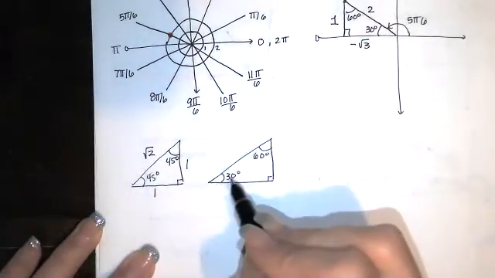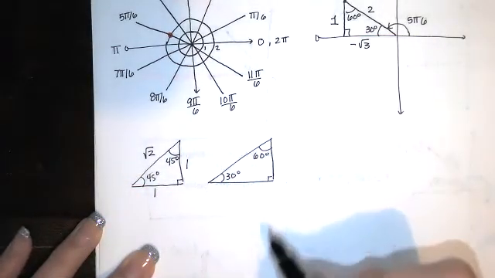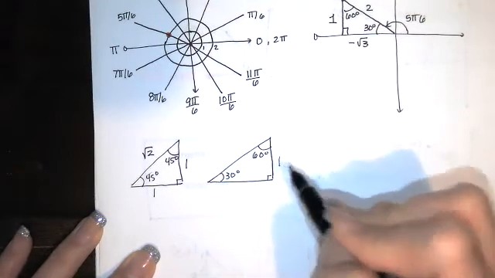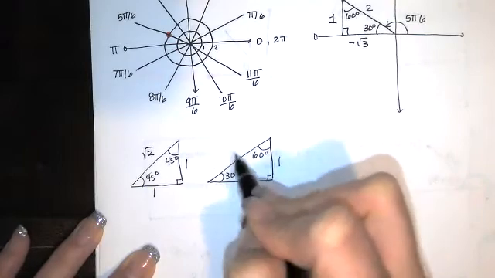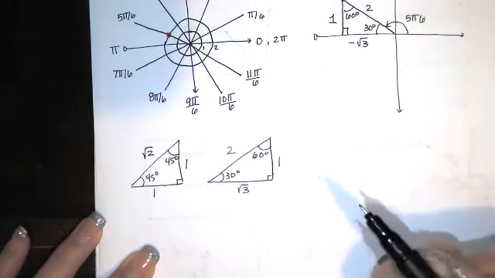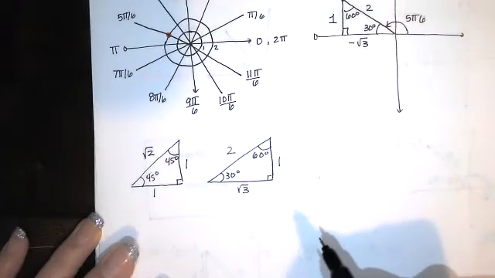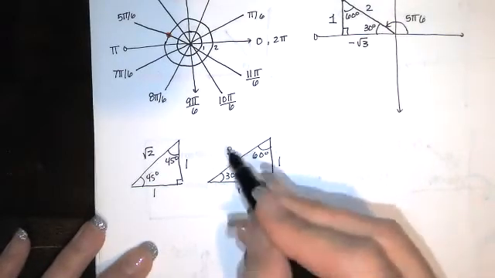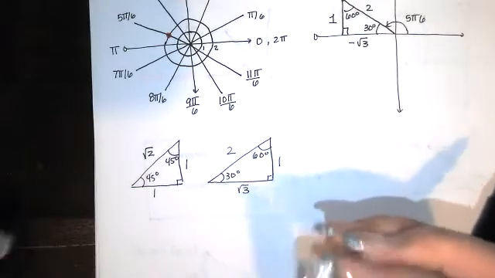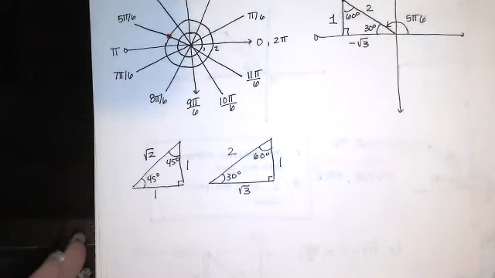Same idea over here. This is a 30, 60, 90 triangle. Opposite the 30 is a 1. Opposite the 90 is a 2. And opposite the 60 is a square root of 3. And I can multiply all of those side lengths by a constant, and that's just going to change the size of the triangle. But the angles will stay exactly the same.